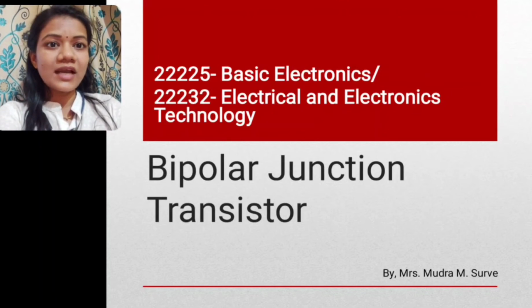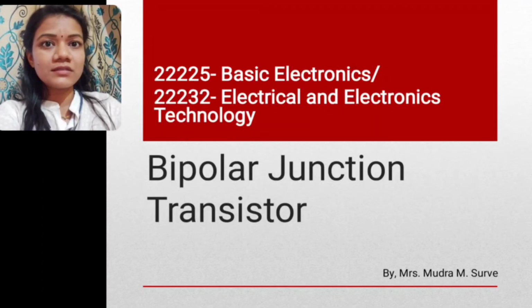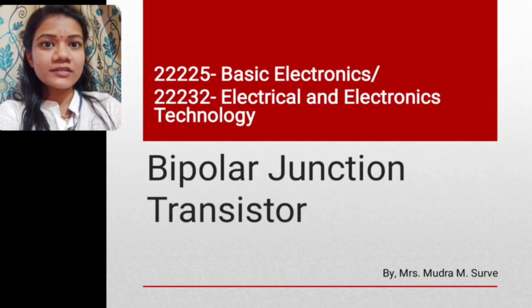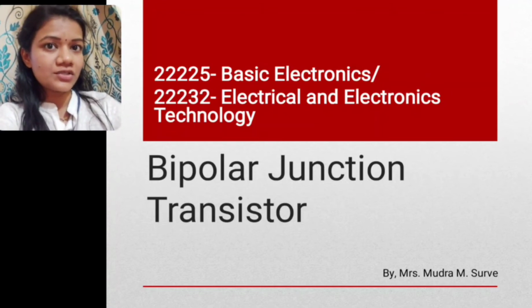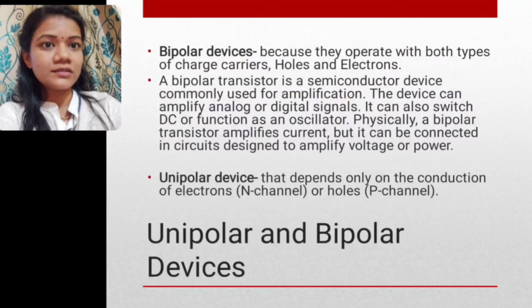So before going to start with the unit, that is bipolar junction transistor, you must know what is meant by bipolar or what is meant by unipolar. As we saw in a previous lecture, bipolar means the current will flow because of two types of charge carriers, that is electrons and holes, and unipolar is nothing but the current flow will be caused by only one type of charge carriers. Okay, so it is nothing but your bipolar and unipolar concept.